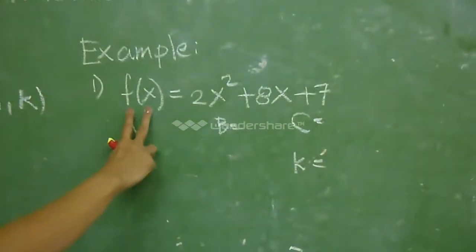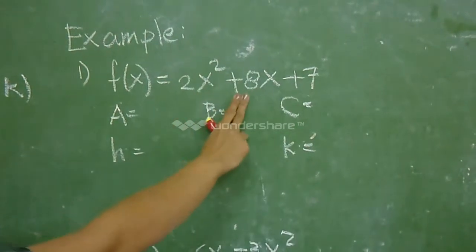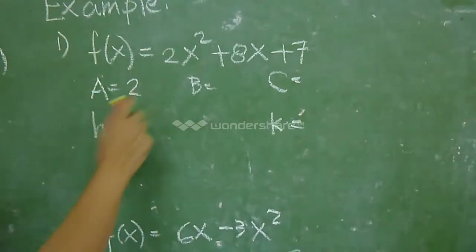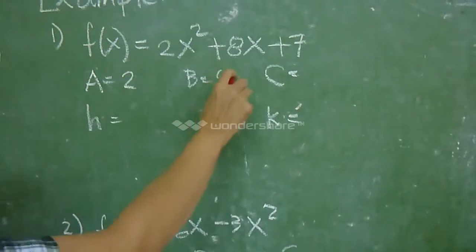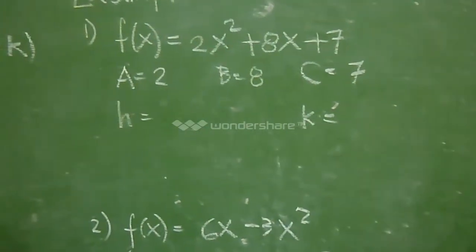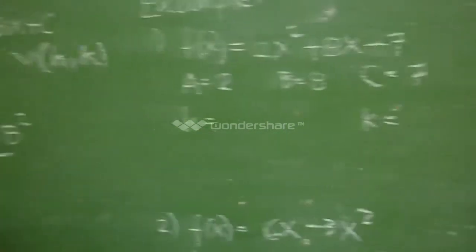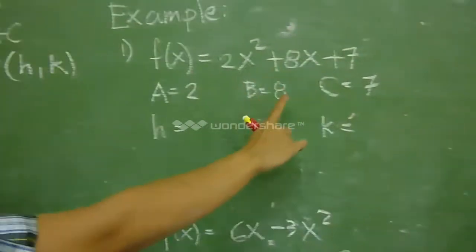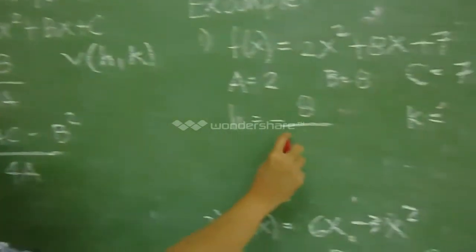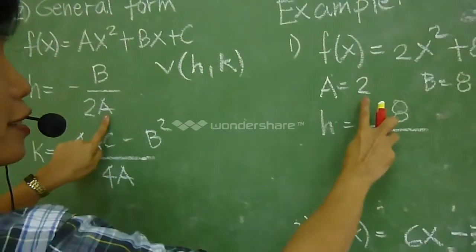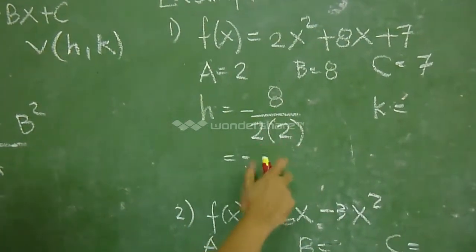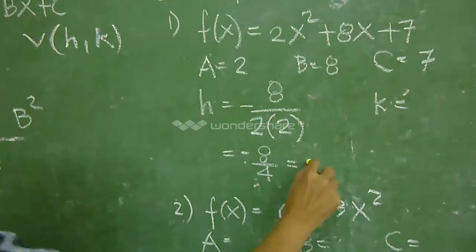We have f of x is equal to 2x squared plus 8x plus 7. Dito, ang ating a is the coefficient of x squared, which is 2. Our b is the coefficient of x, which is 8. At yung c natin ay yung constant 7. So, using our formula, negative b, okay, ito ang gagamitin, negative b, which is 8, all over 2 times a, which is 2 also. So, simplifying, you'll have negative 8 over 4, which is equal to negative 2.